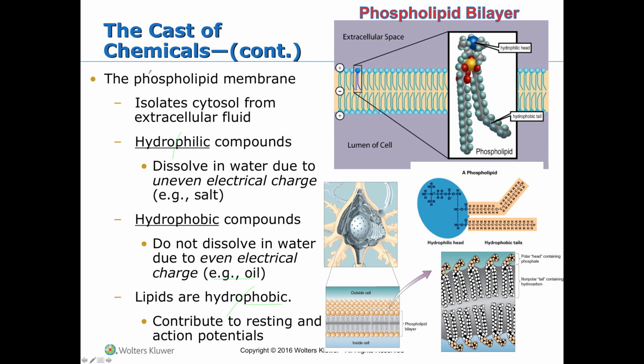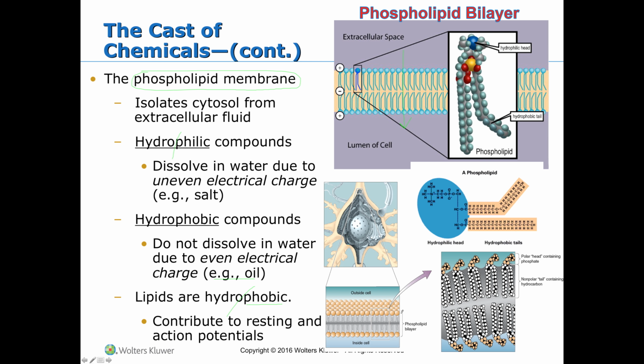Now, the composition of the phospholipid membrane helps to contribute to the resting and action potentials due to the fact that it's not allowing everything to be able to actually go through. You need channels to allow for ions to actually flow through.